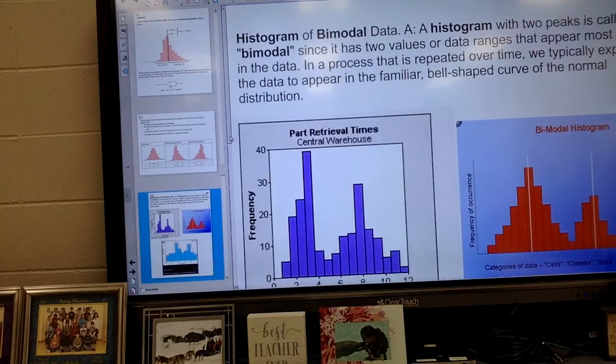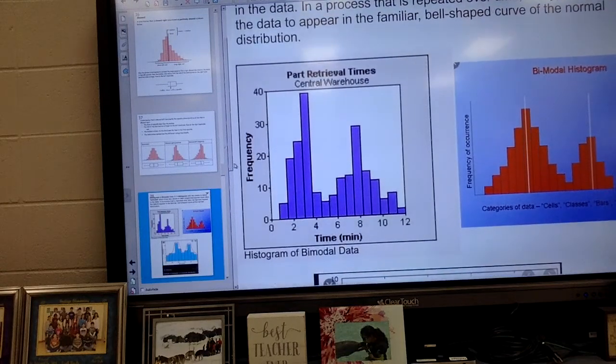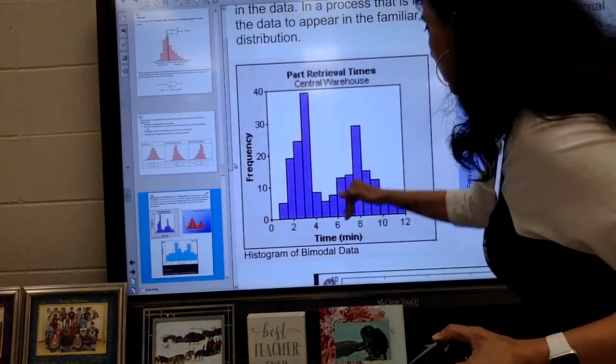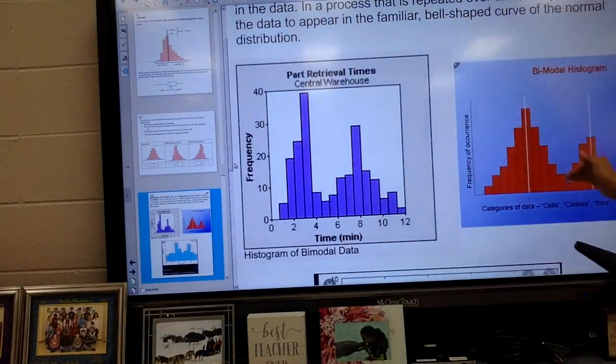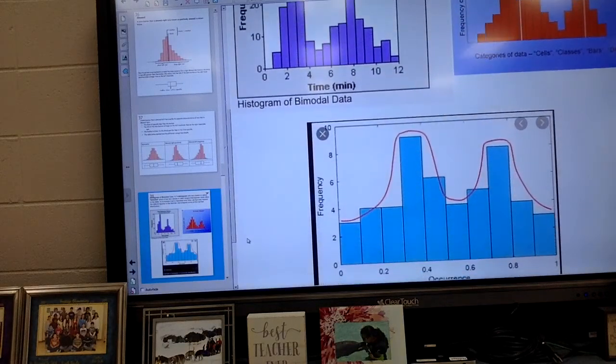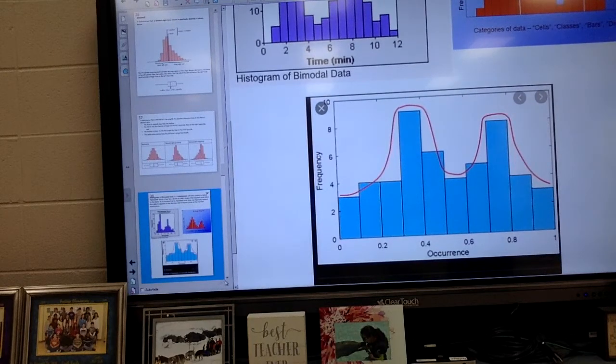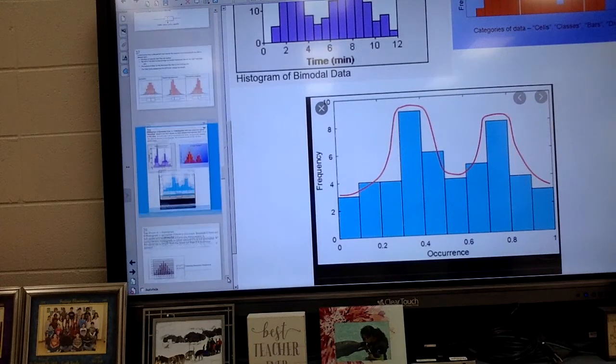Let me show you this. This is what a bimodal looks like. See, there are two modes, up and down, up and down. So therefore, this is called bimodal data. This is the histogram of that. Look, that's bimodal. Just wanted to show that to you all.